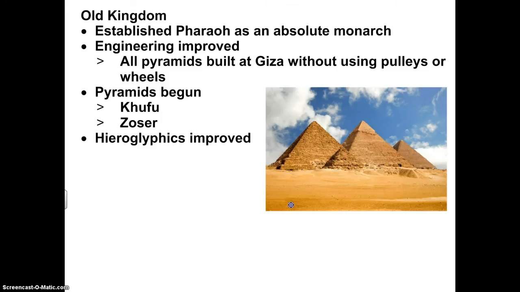Old Kingdom. This is when the pharaoh was established as an absolute monarch. He's also believed to be a god, descended from Horus. Egyptian engineering improved. All the pyramids were built without using pulleys or wheels. They did it all with levers and brute strength. The pyramids were begun by 2 different pharaohs, Khufu and then his predecessor, Zoser. And they improved the hieroglyphics, which became a much clearer writing system. So the first pyramids were built under Khufu and Zoser during the Old Kingdom.